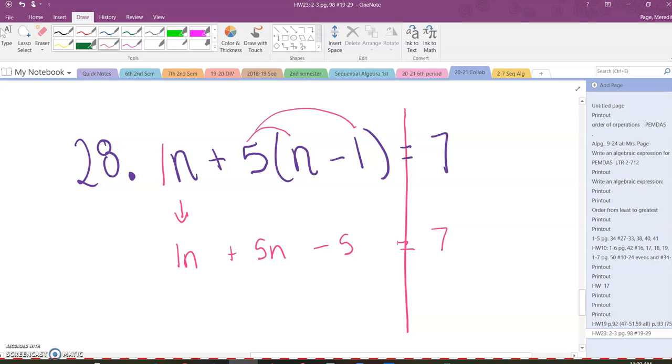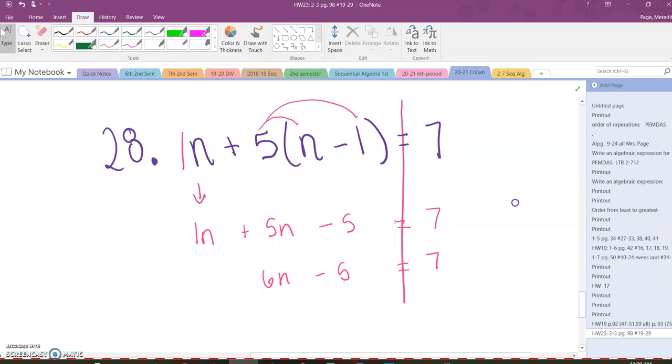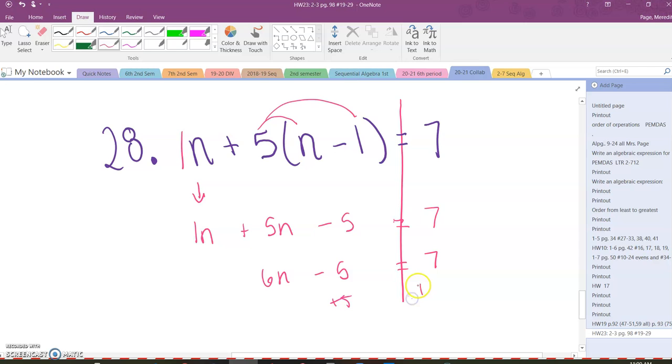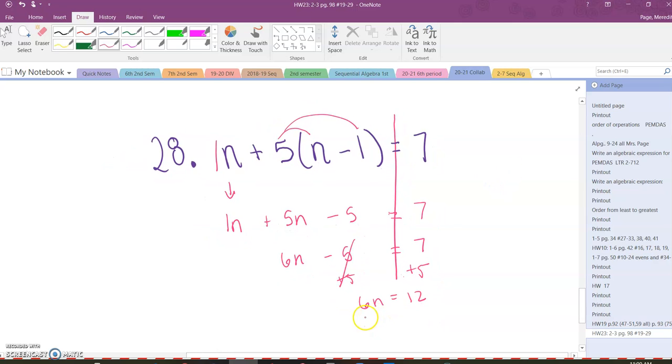So now I can combine like terms next. 1n and 5n is 6n. Now I have a two-step. What term am I going to move over and combine with 7? Well, it's going to be that negative 5. The opposite of a negative 5 is a positive 5. 6n is equal to 12. Last step, divide. N is equal to 2.